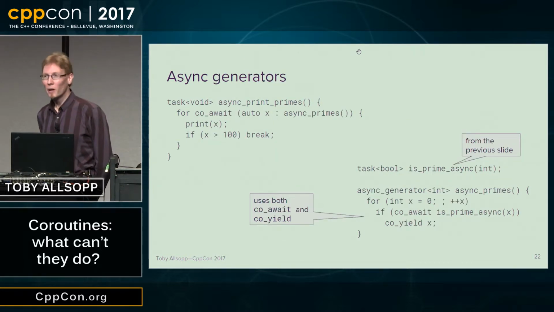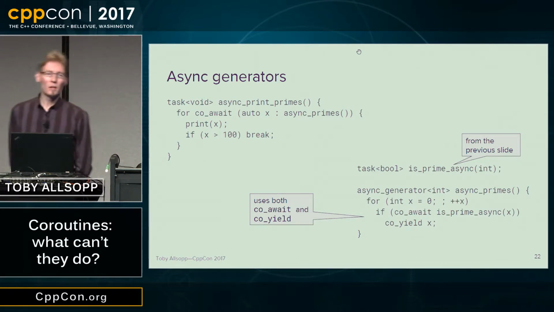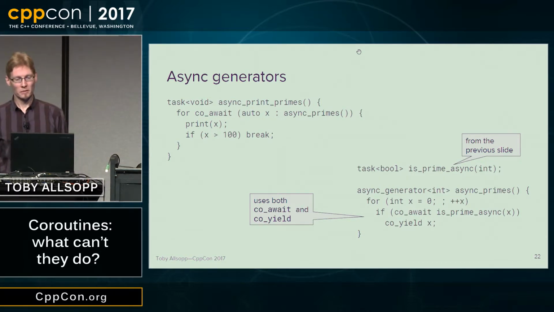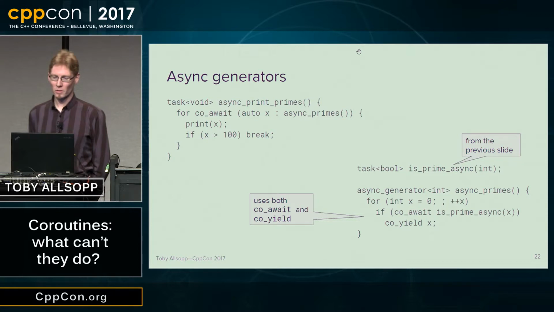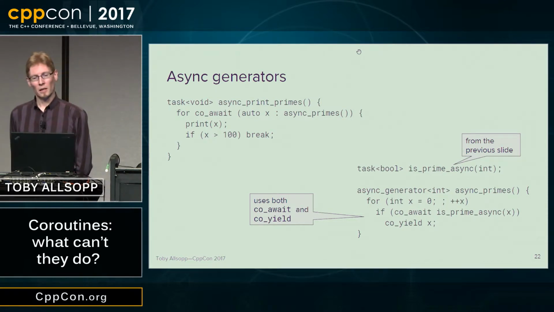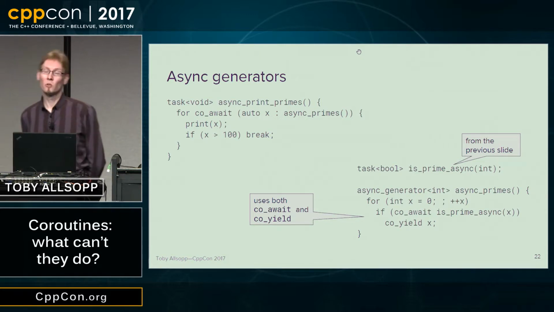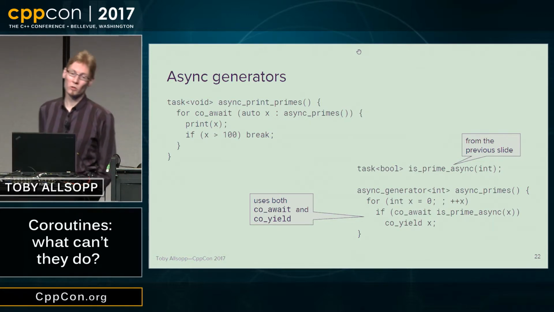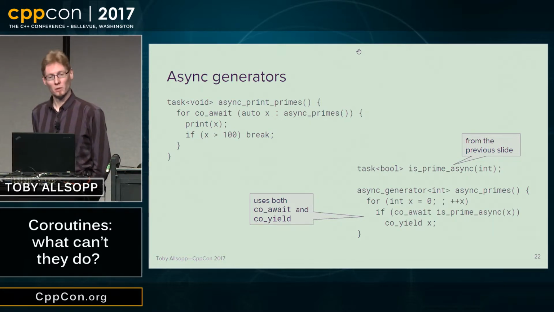So you can combine the two and have an async generator. That's something that works just like a generator, but instead of using a range for loop over it, you can use a range for co_await loop.